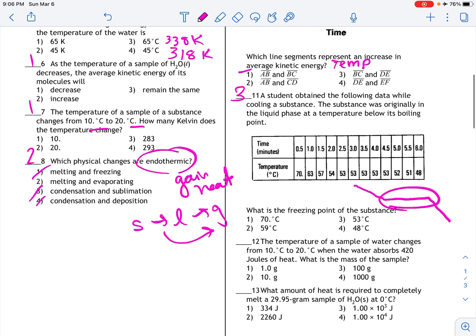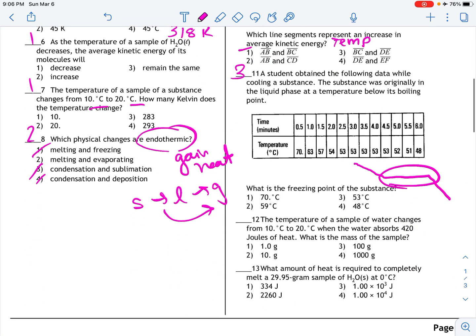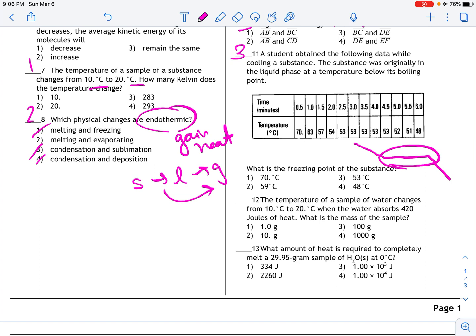By the way, notice this is the opposite of this graph, just because this is a heating graph and that would be a cooling graph. The temperature of a sample of water changes from 10 to 20 degrees Celsius and water absorbs 420 joules of heat. What is the mass of the sample?